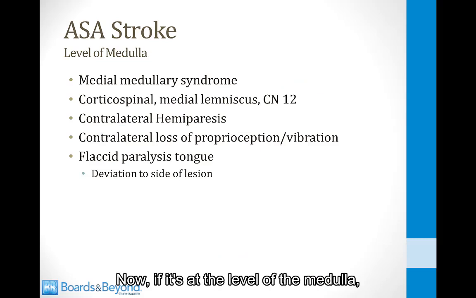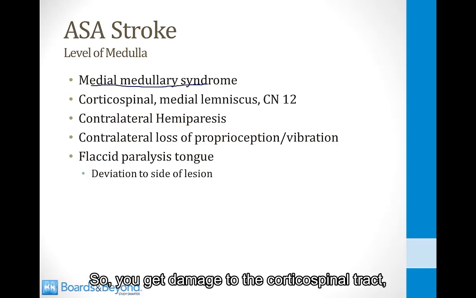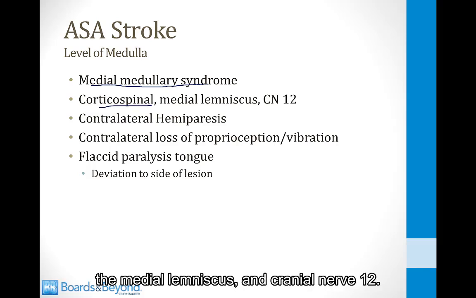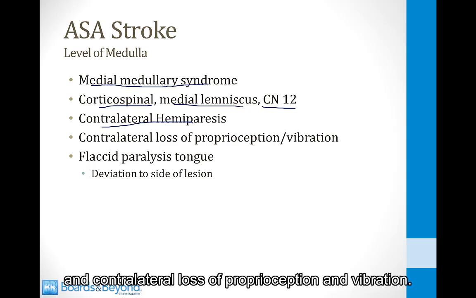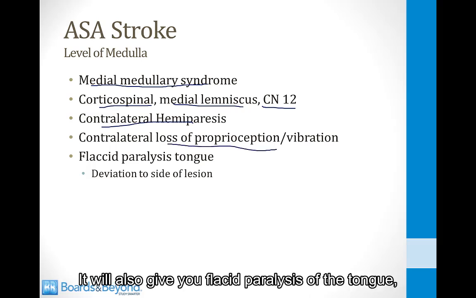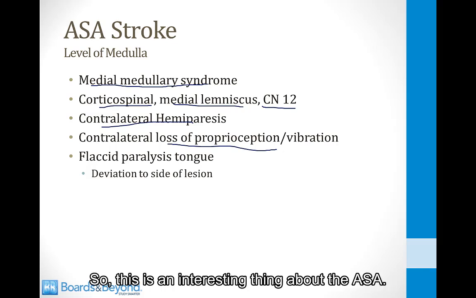Now, if it's at the level of the medulla, then you get what's called a medial medullary syndrome. So you get damage to the corticospinal tract, the medial lemniscus, and cranial nerve 12. This will give the patient contralateral hemiparesis and contralateral loss of proprioception and vibration. It will also give you flaccid paralysis of the tongue, and the tongue will deviate to the side that's got the stroke.